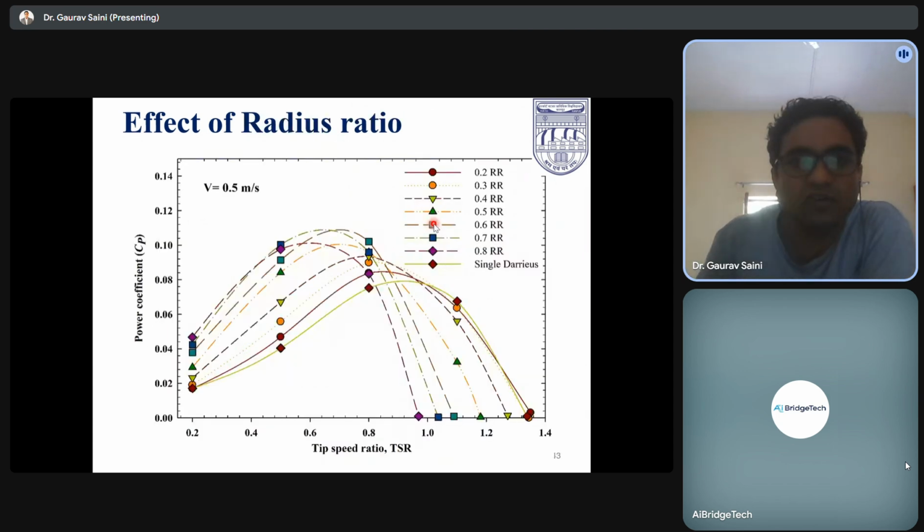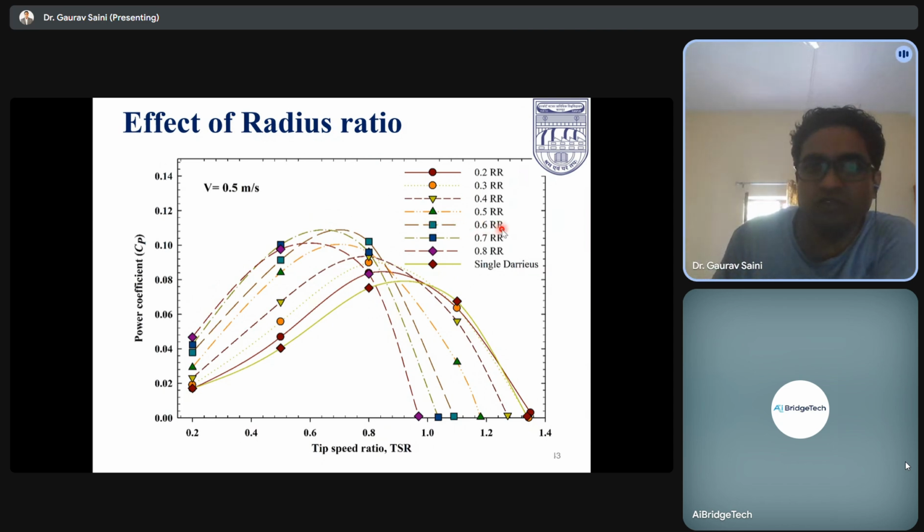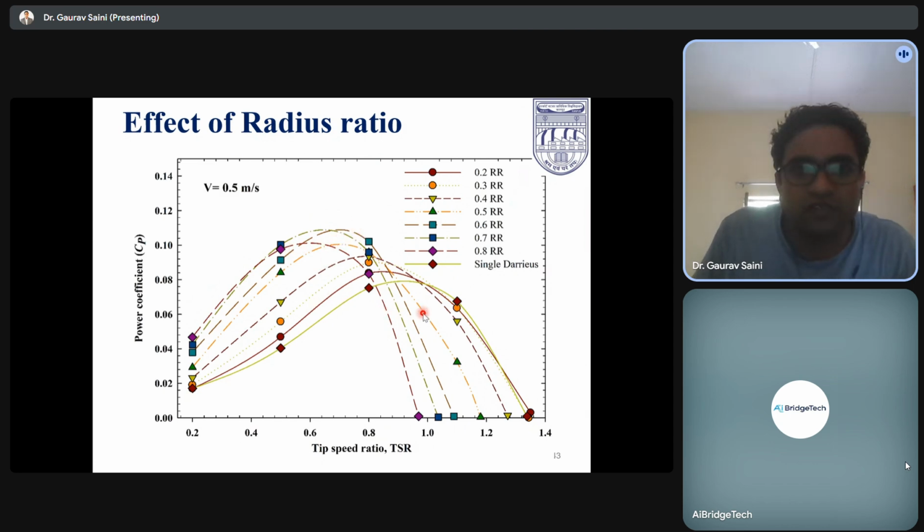So next is the effect of radius ratio. If we increase the participation of the Savonius part within the Darrieus one in the hybrid rotor, you can see that the 0.66 value of radius ratio leads to the maximum power coefficient as compared to the other radius ratios considered.